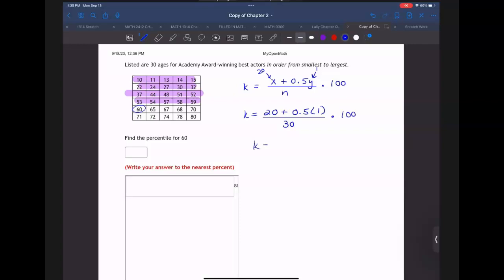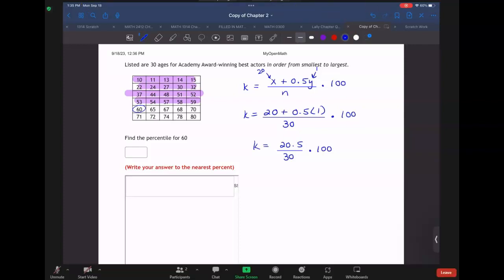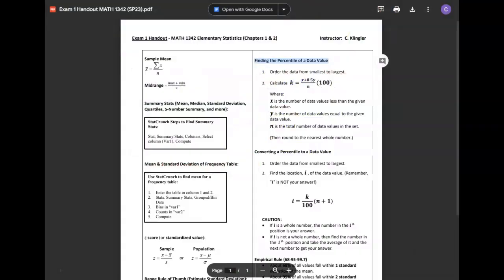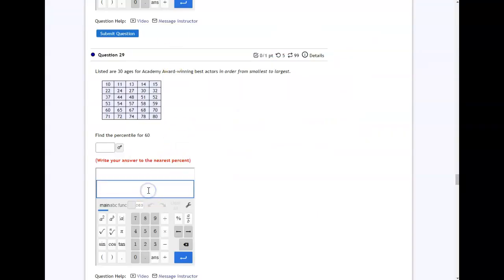So we're going to end up with 20.5 divided by 30 times 100. And then you can punch that in the calculator, and that will give you K. Let me go back to my calculator. So I've got 20.5 divided by 30 times 100. And that gives me 68.33, and you're going to round to the nearest percent, so that would be 68%.